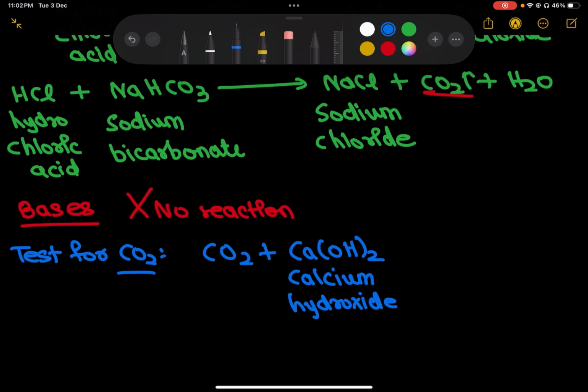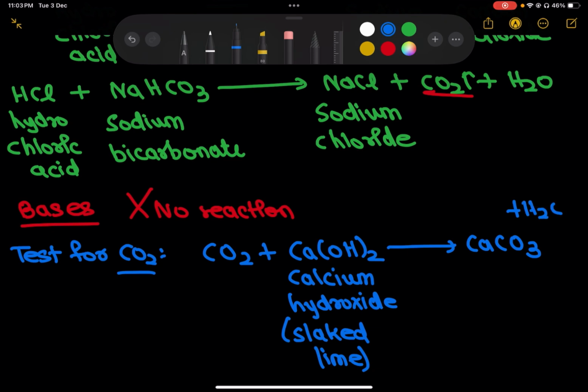So if you remember, CaO plus H2O gives Ca(OH)2, plus heat. CaO is quicklime and Ca(OH)2 is slaked lime, calcium hydroxide. So here the same calcium hydroxide is used, and CO2 is passed through calcium hydroxide and it gives CaCO3 plus H2O. Now this CaCO3 is known as calcium carbonate.